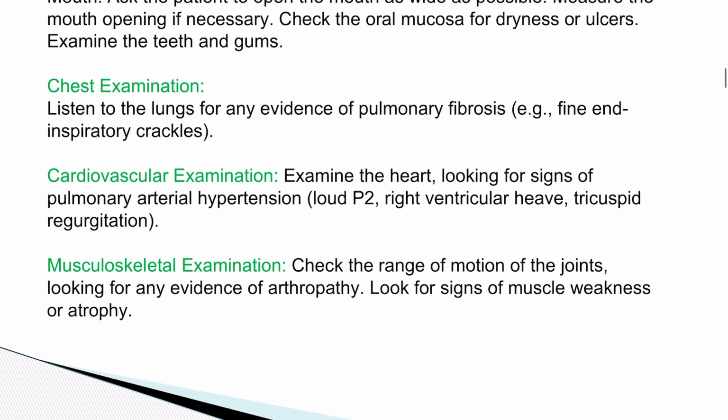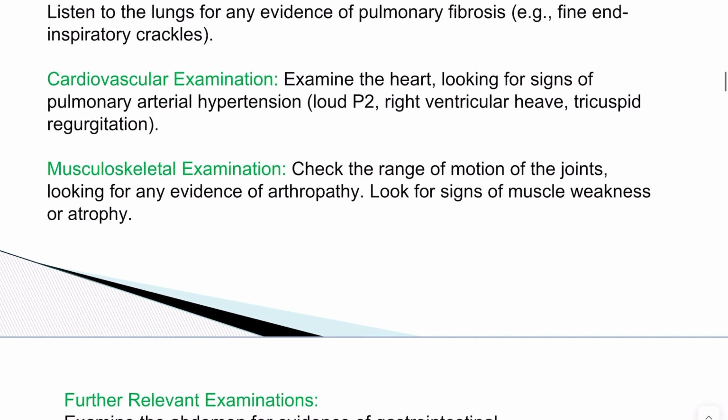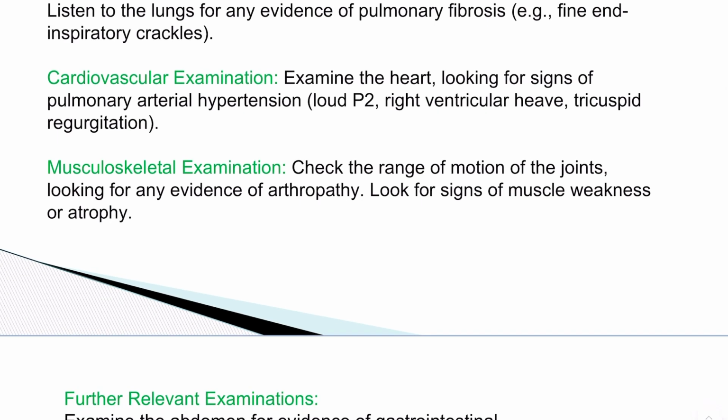Going to proceed to a short cardiovascular examination. So examine the heart, looking for any signs of pulmonary arterial hypertension. Specifically look for a loud P2, right ventricular heave, or a tricuspid regurgitation murmur. Check the range of motion of the joints, looking for any evidence of arthropathy, and look for any signs of muscle weakness or atrophy.